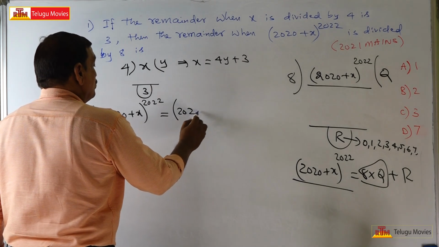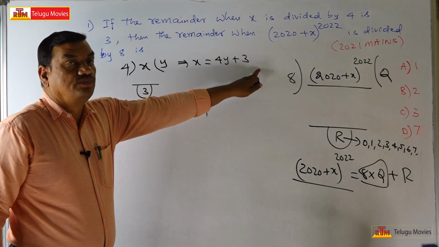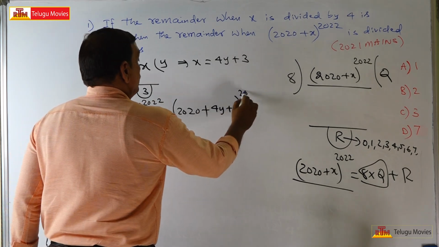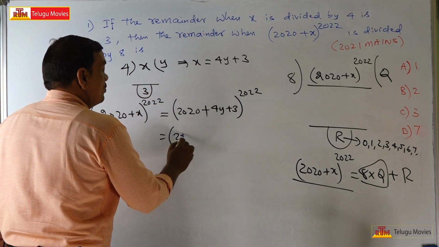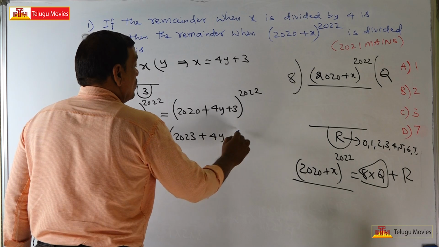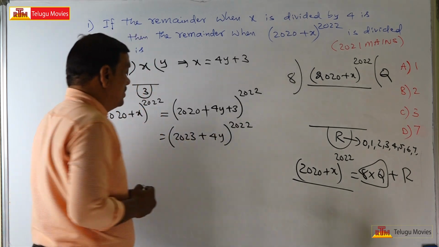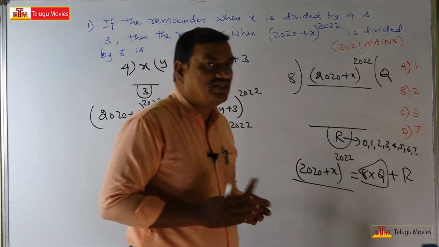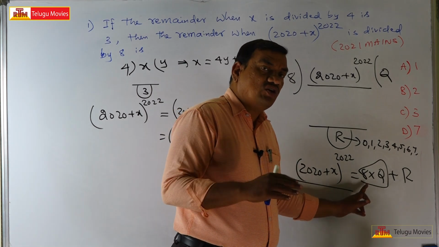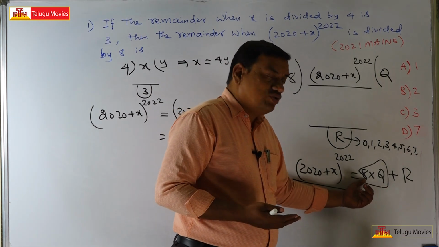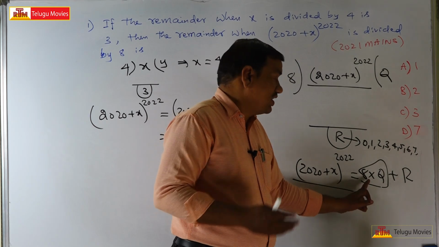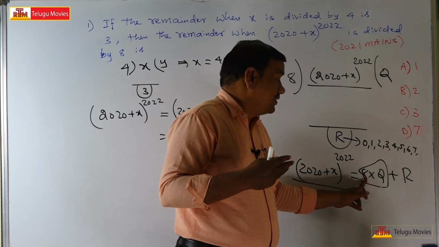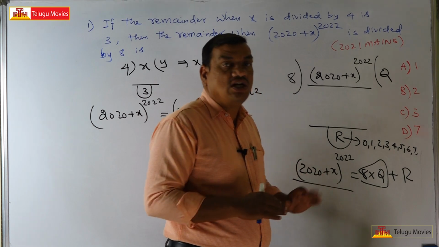So this is equal to (2020 plus, what is your x value? 4y plus 3) whole to the power of 2022. So this is (2023 plus 4y) whole to the power of 2022. Right. From this, I want to write it as 8 into something or at least 16 into something. If I am able to write 4 into something, that is also okay. Whatever it may be, 4 into, 8 into, 16 into, 20 into something, if you are able to write that, that is also okay.